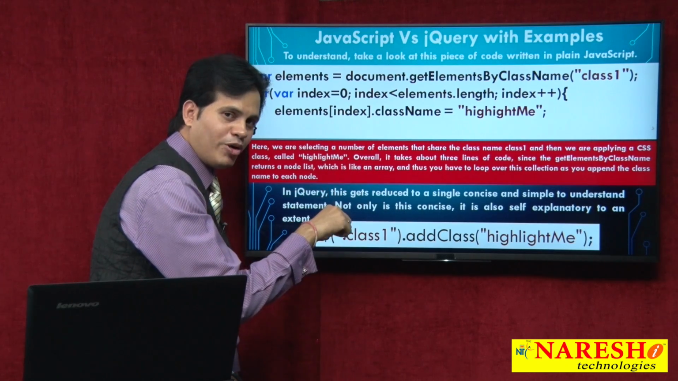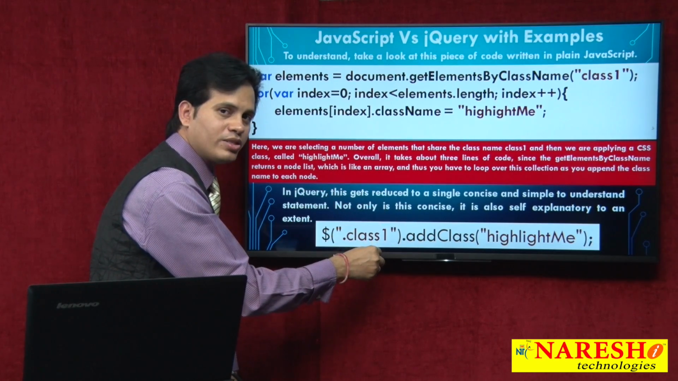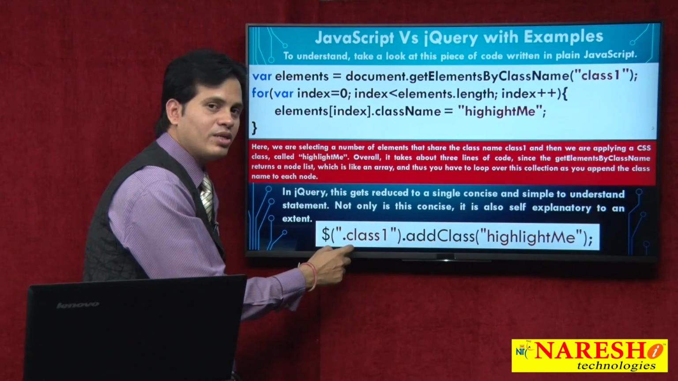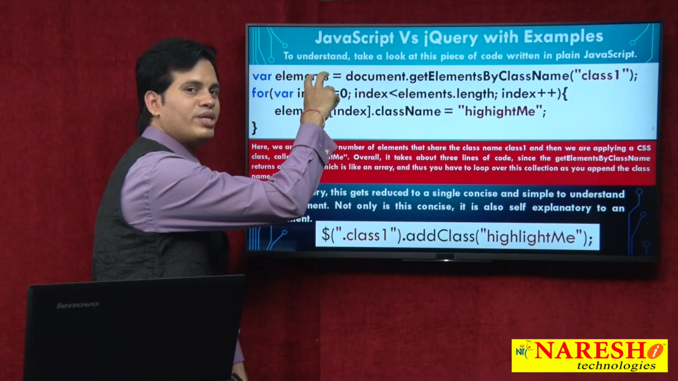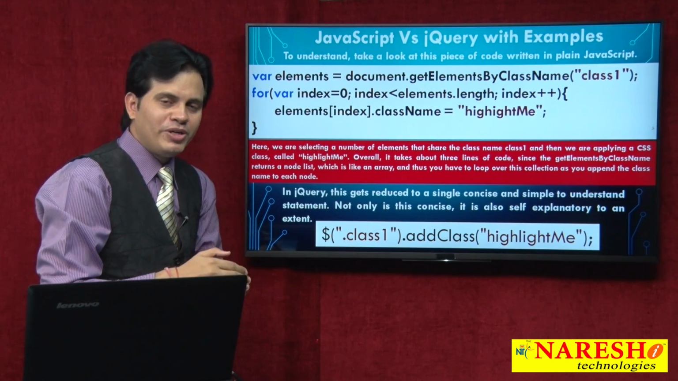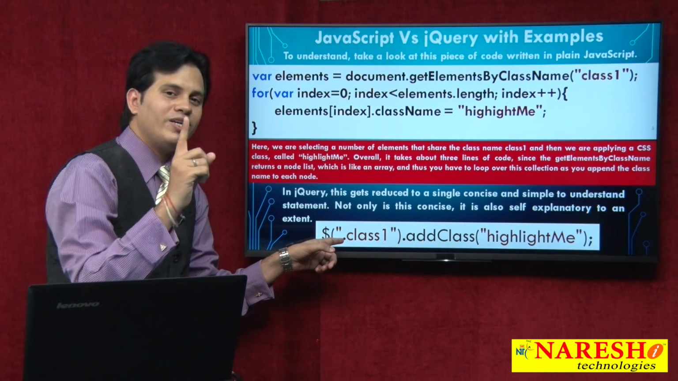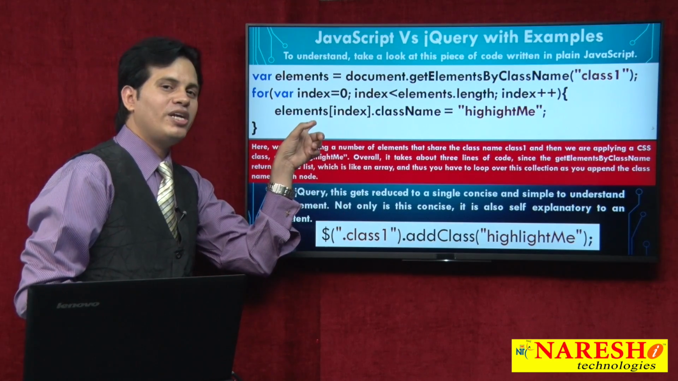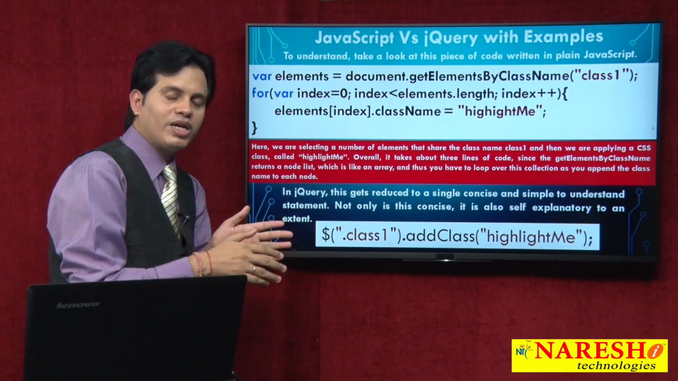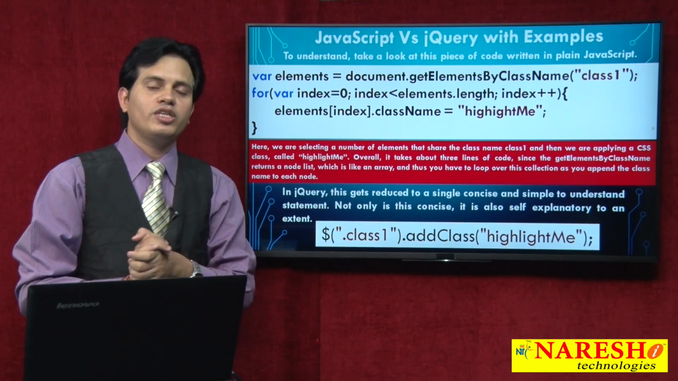So from a developer's point of view, it is easy to understand, easy to learn, and easy to implement, and development time is going to be faster in this case, while development time is going to be slower in the case of JavaScript. Why does development time become faster with jQuery? Because the code size is reduced to a single line, whereas here the code size is 3 lines. In this way, there are so many examples which we can compare between JavaScript and jQuery in order to understand.